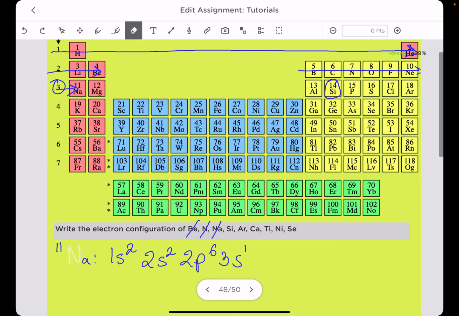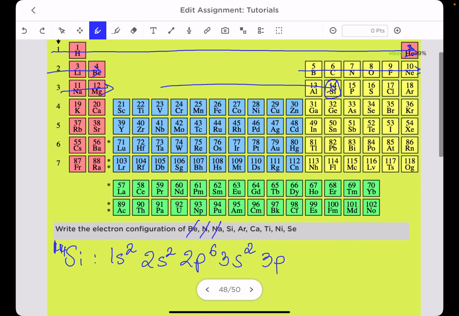Let's take another example, which is the silicon over here. So you're going to take all the electrons that you just filled, exactly the same, and you're going to continue. Instead of stopping over here, you're going to take all the 3s, so that's going to be 3s2. And we will continue all the way to silicon, which is 3p, simply 2, 3p2.